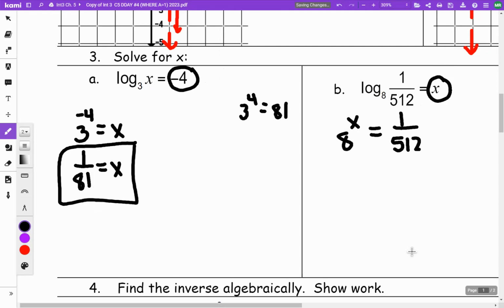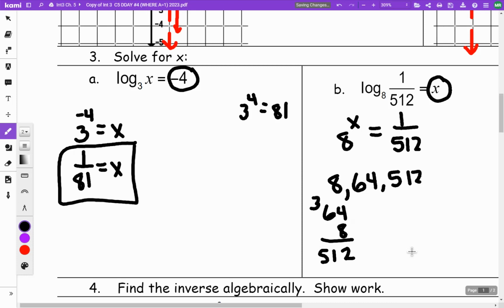Now, I'm going to focus on 512. I'm going to see if 8 to a power gets us 512. I've got 8 times 8, I get 64. This would be without a calculator. So if I was going to take 64 times 8, that's 32 plus 48, I get 512. So 8 to the 3rd is, I'm sorry, is 512.